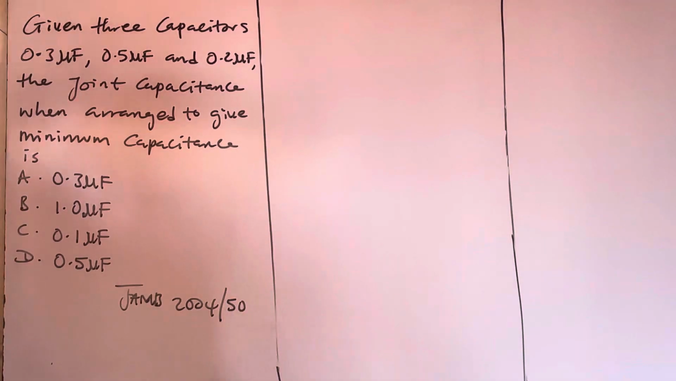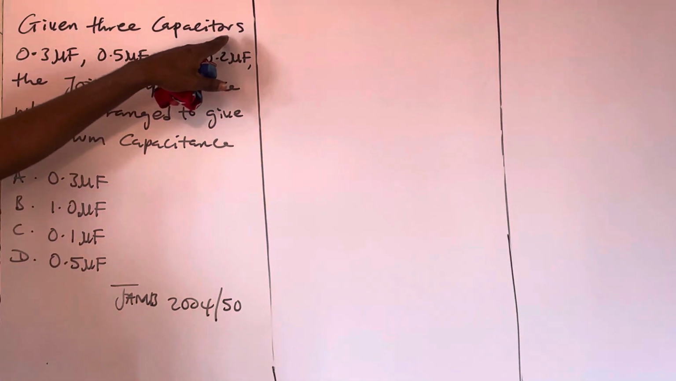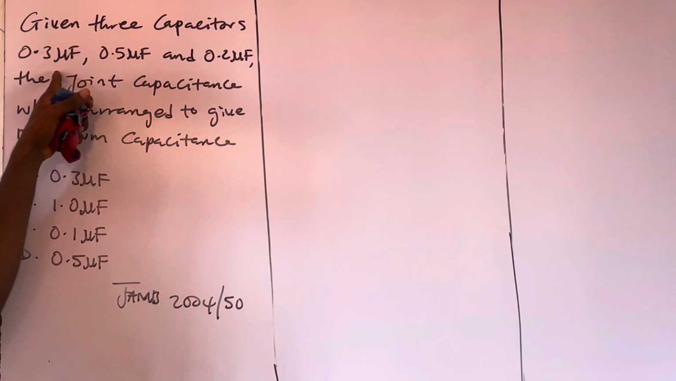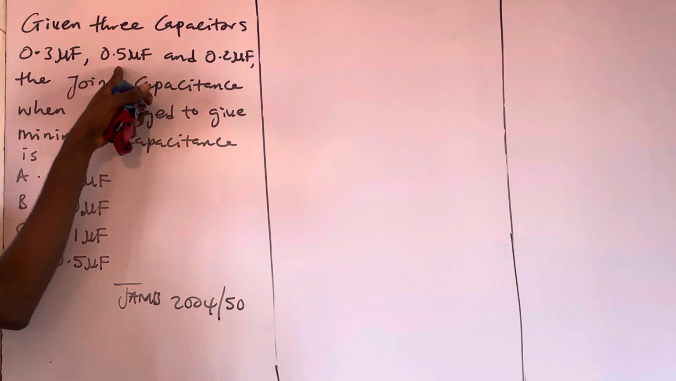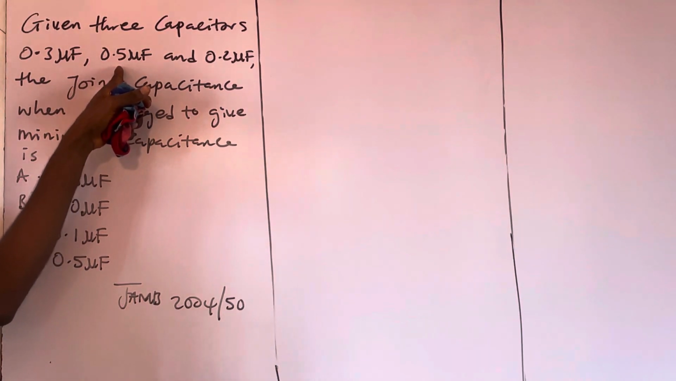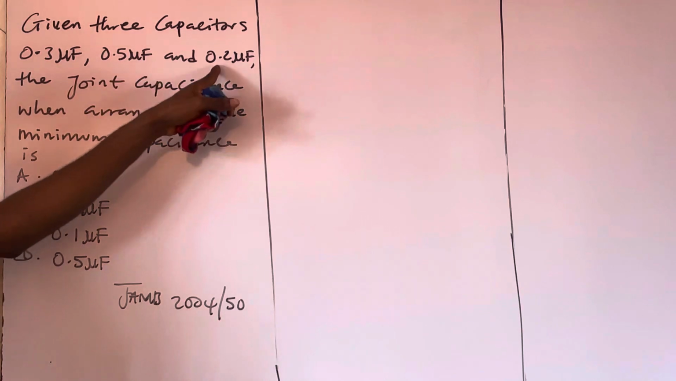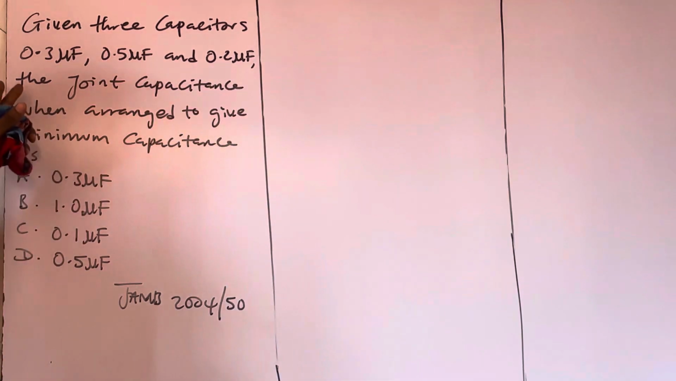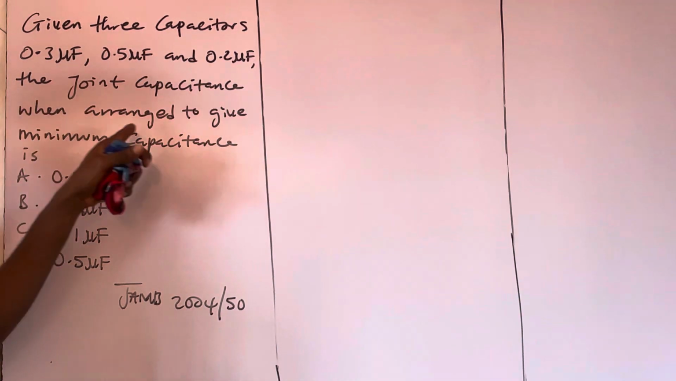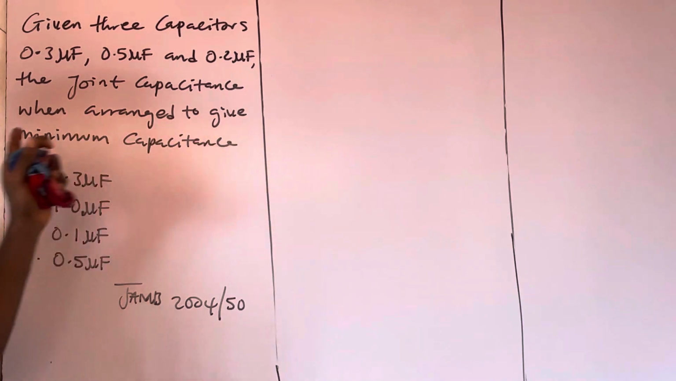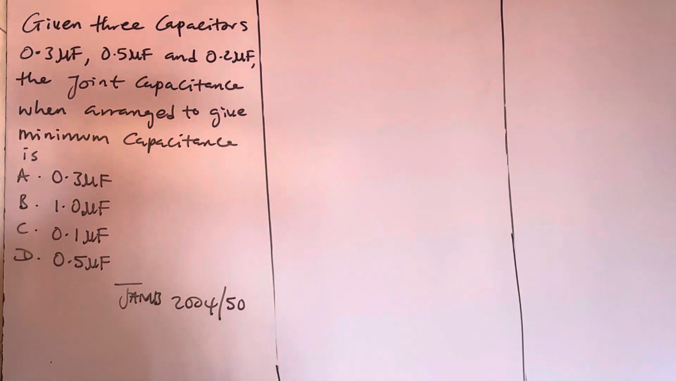Okay, look at this question. It says, given three capacitors, 0.3 microfarad, 0.5 microfarad, and 0.2 microfarad, the joint capacitance when arranged to give minimum capacitance is? What do you need to do? Solution.